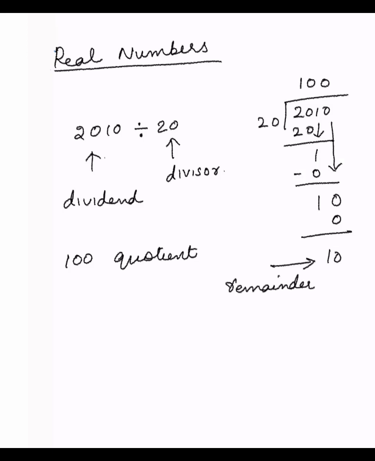So you need to know what is a dividend, what is a divisor, what is a quotient, and what is a remainder to understand Euclid's division lemma. We are going to talk about Euclid's division lemma now. But before that, please understand that when you divide a number by a divisor, you get a quotient and sometimes you get a remainder. It's not mandatory that you have a remainder. Sometimes you get 0 as the remainder, and sometimes you get some number greater than 0.